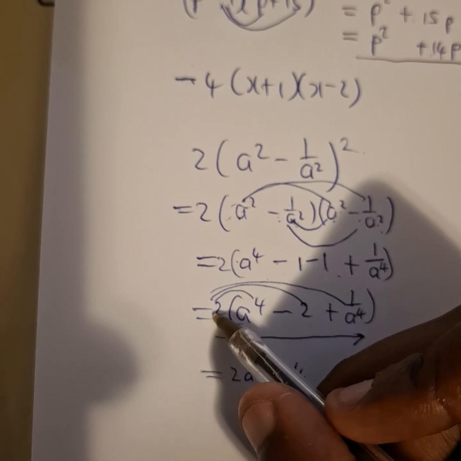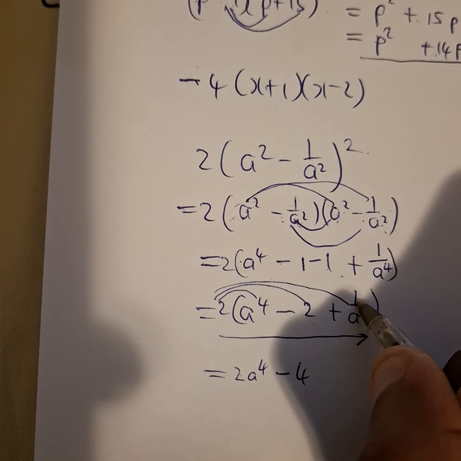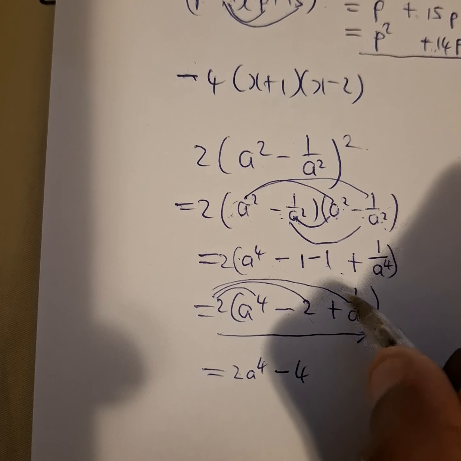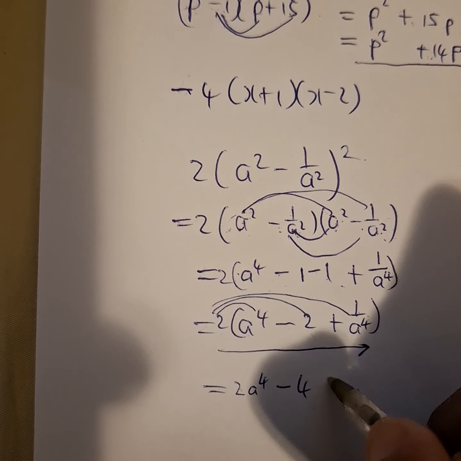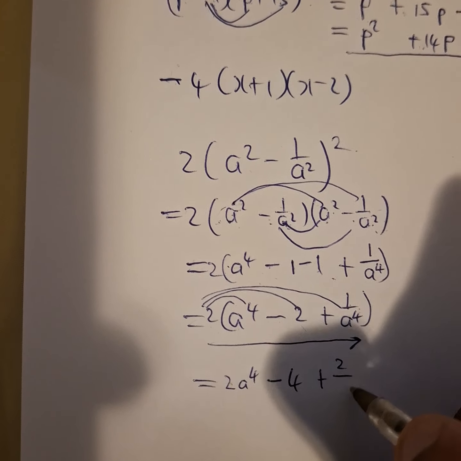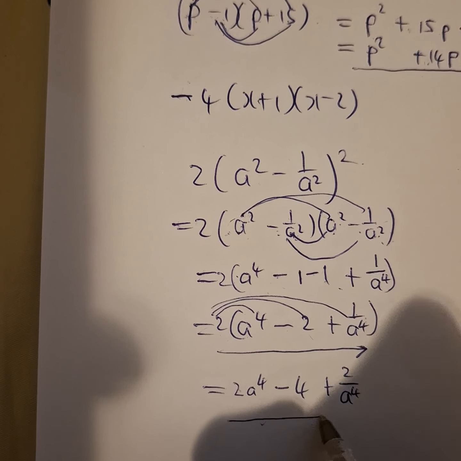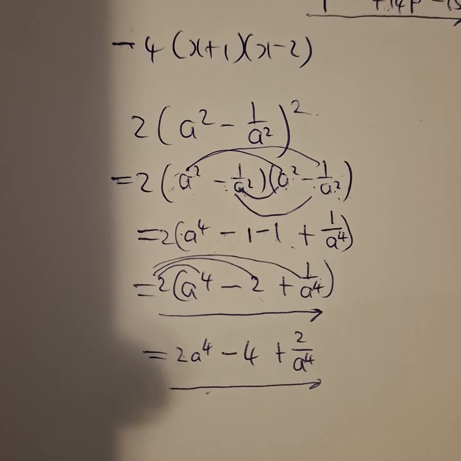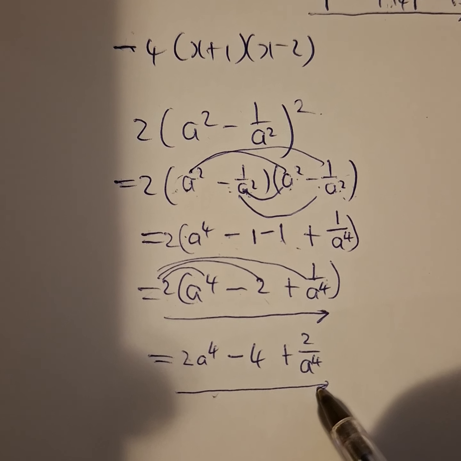Obviously, there's no variable. Then 2 times 1 over 4. Remember, this 2 is going to be multiplied with the numerator because this 2 is actually in the numerator. So 2 times 1, positive 2. Then the a to the power 4 just remains in that denominator as it actually was. And there we have it. The answer is 2a to the power 4 minus 4 plus 2 over a to the power 4.